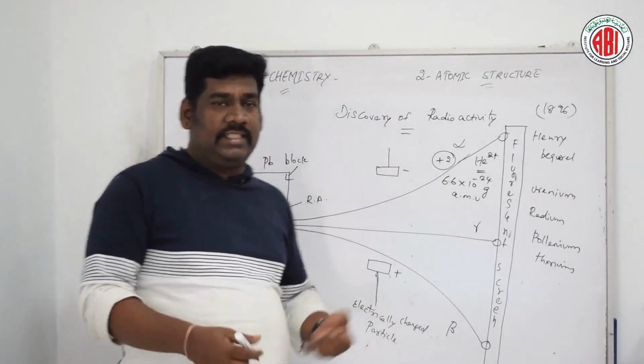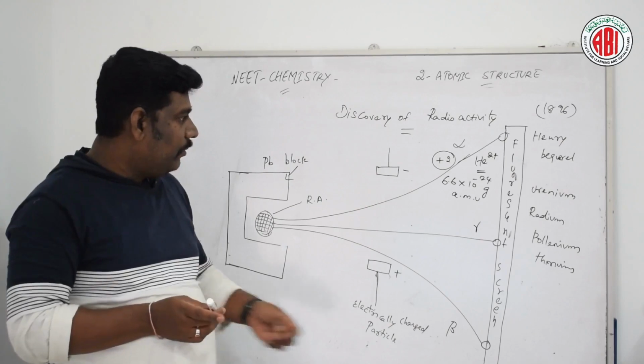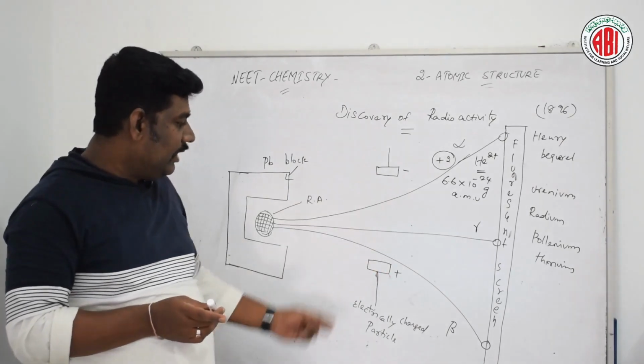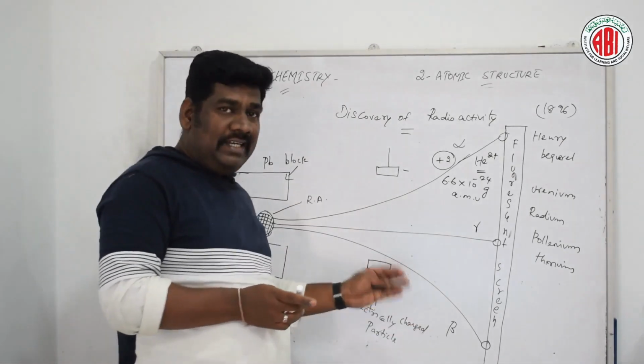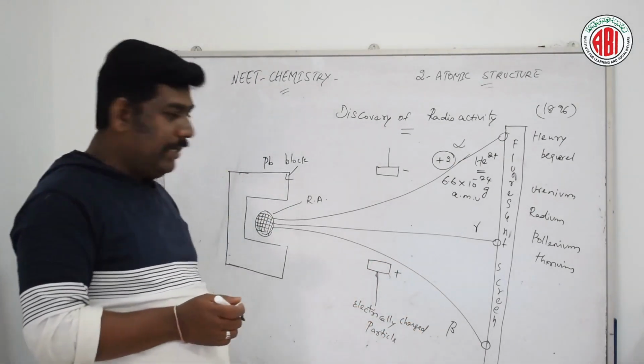Now let us see the beta rays. These beta rays are straight opposite to the alpha rays, because these rays are deflected towards the positively charged electrically charged plate.